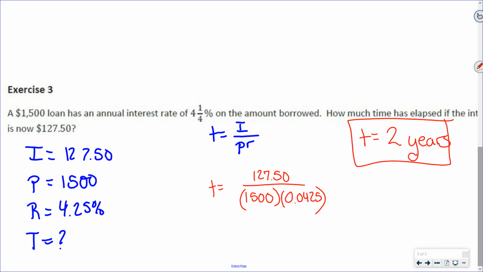Okay. So that's all there was. That's all your work is today. That's all we were going to work on.